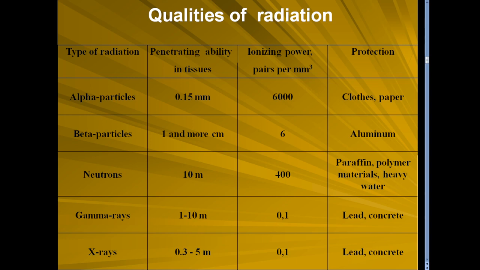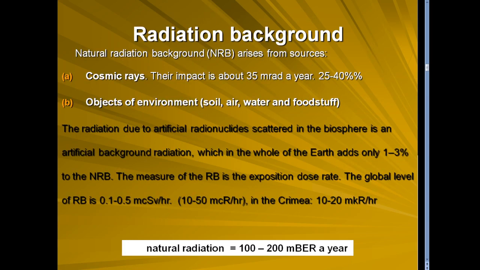Our next question will be the natural background of ionizing radiation. Radiation background is ionizing radiation from natural sources of space and terrestrial origin, as well as from artificial radionuclides dispersed in the biosphere as a result of human activity. Radiative background affects the entire population of the globe, having a relatively constant level.